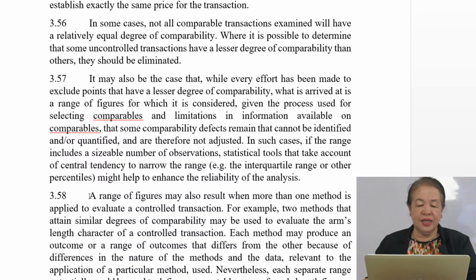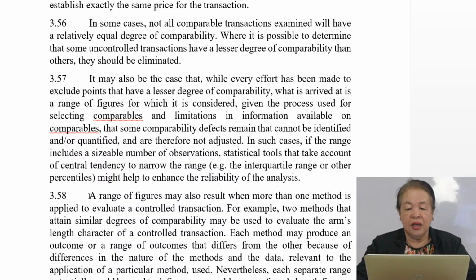It may also be the case that while every effort has been made to exclude points that have a lesser degree of comparability, what is arrived at is a range of figures for which it is considered, given the process used for selecting comparables and limitations in information available on comparables, that some comparability defects remain that cannot be identified and or quantified and are therefore not adjusted.